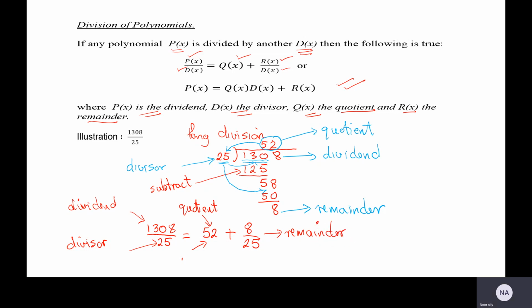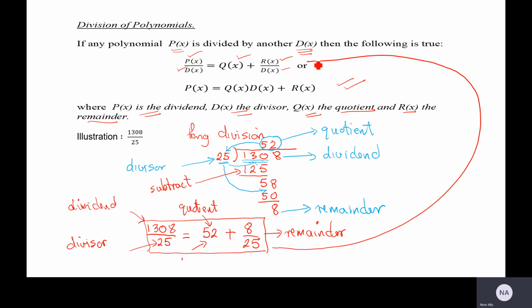Now look very carefully at what you've seen here. This numerical example is virtually the same as that. There it is. The dividend divided by the divisor is equal to the quotient plus the remainder divided by that particular divisor.